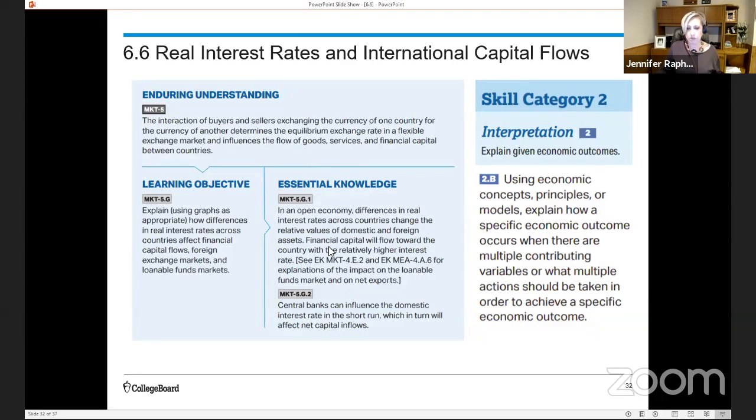We really spent our time tonight talking about financial capital flowing toward a country with the relatively higher interest rate, and we did that using the loanable funds market. And we connected monetary policy and its influence on domestic interest rates and connected that to financial capital flows. Again, we took a look at how 2B works. That's when you're given an outcome and you have to figure out which of several causes might have produced it, or you're looking for a specific outcome and you want to figure out which cause will get you there.